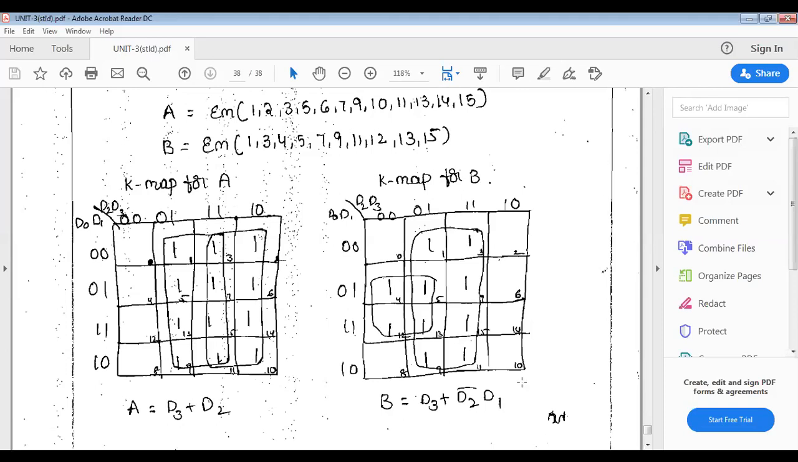A we will get. And similarly, for B the minterms are 1, 3, 4, 5, 7, 9, 11, 12, 13, and 15. So one 8-box combination and one 4-box combination. The 8-box combination, whatever we got here, is also the same, D3. Plus for this 4-box combination, D2 bar and D1. D3 changes from 1 to 0 and D0 changes from 1 to 0 to 1. So we'll get D2 bar and D1.